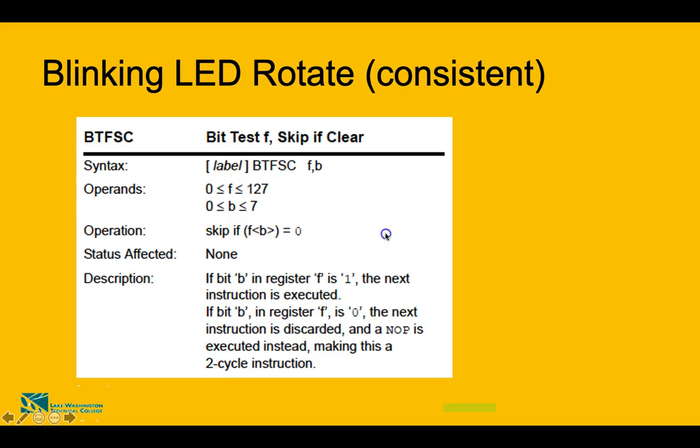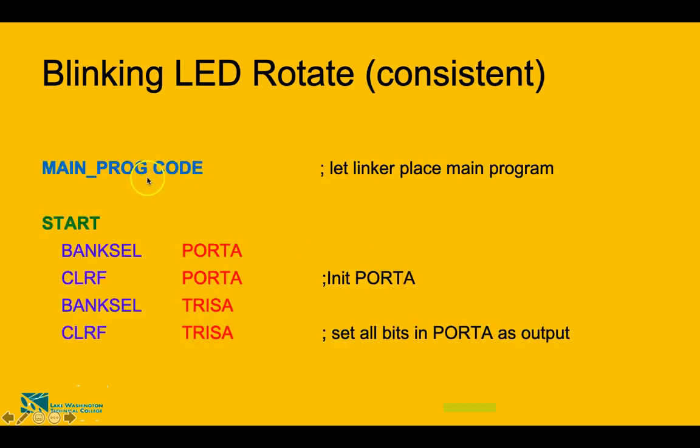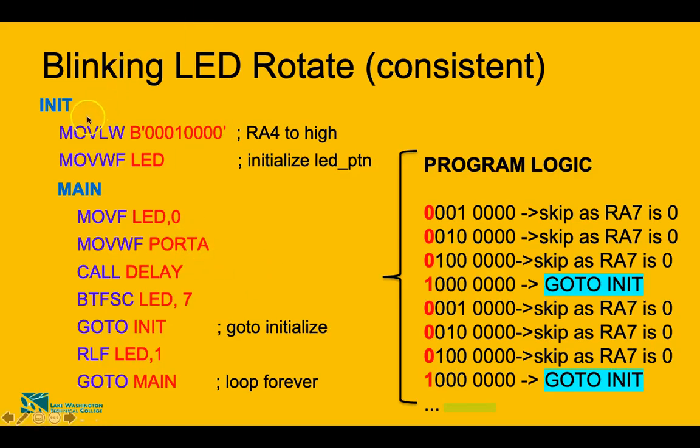So let's quickly see the program. This is the main starting of the program, and it is the same as the previous program. BANKSEL PORTA: you selected Port A using the BANKSEL instruction, and then CLRF PORTA, so all the bits in the Port A register will be cleared. BANKSEL TRISA and CLRF TRISA: selected TRISA and then clearing it. TRISA cleared means setting all the bits in Port A as output. Now here is the change.